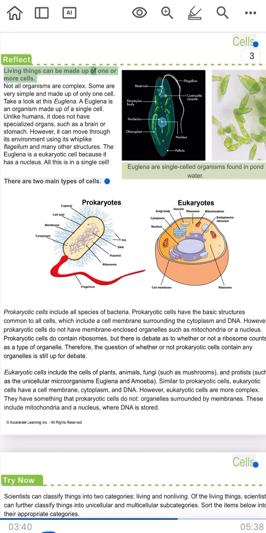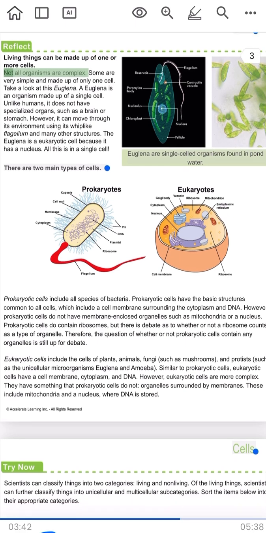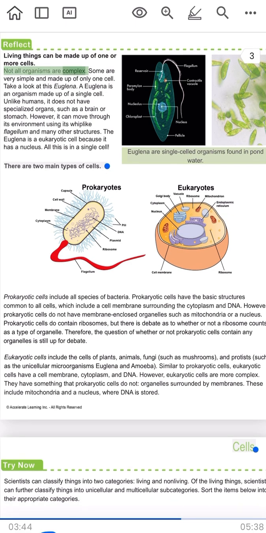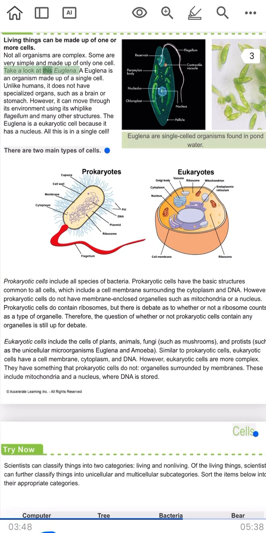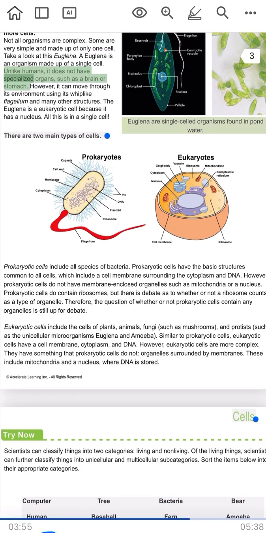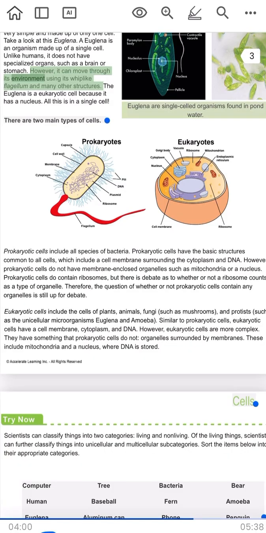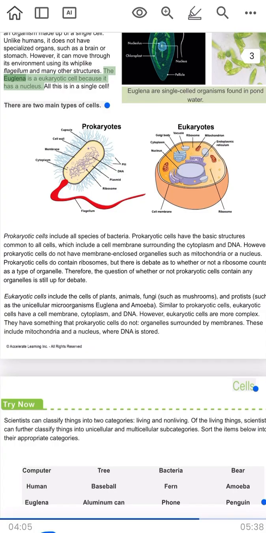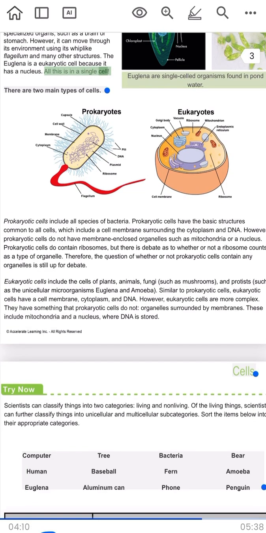Living things can be made up of one or more cells. Not all organisms are complex. Some are very simple and made up of only one cell. Take a look at this euglena. A euglena is an organism made up of a single cell. Unlike humans, it does not have specialized organs such as a brain or stomach. However, it can move through its environment using its whip-like flagellum and many other structures. The euglena is a eukaryotic cell because it has a nucleus. All this is in a single cell.